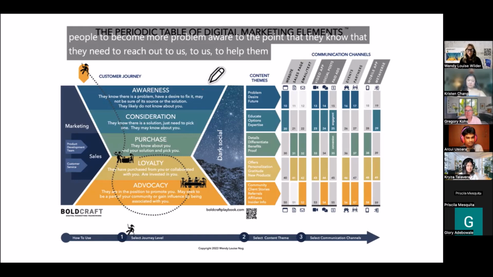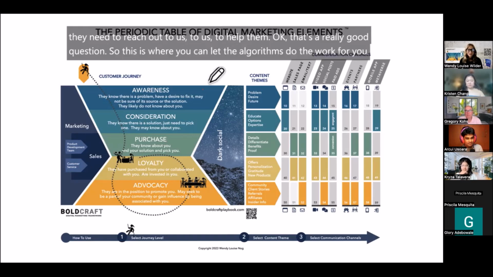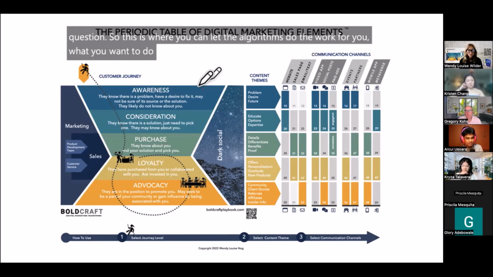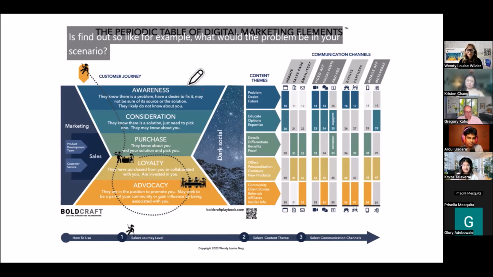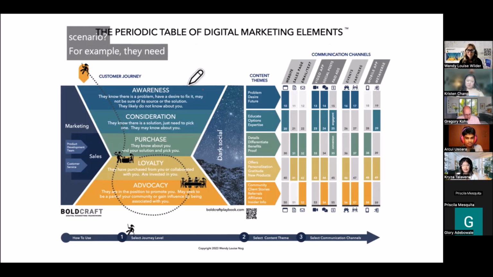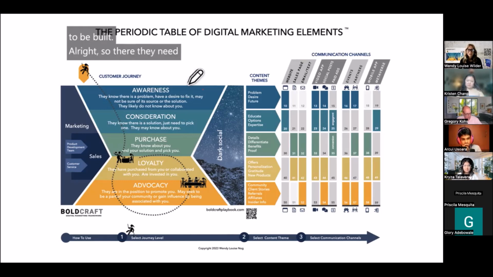Okay, that's a really good question. So this is where you can let the algorithms do the work for you. What you want to do is find out, for example, what would the problem be in your scenario? For example, they need better branding or a branding refresh or a website to be built. Okay, all right. So they need some new, fresher digital assets.